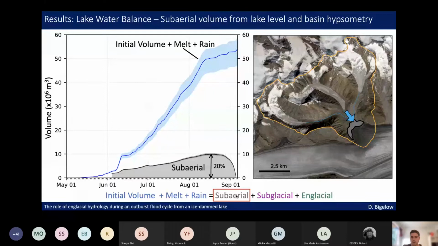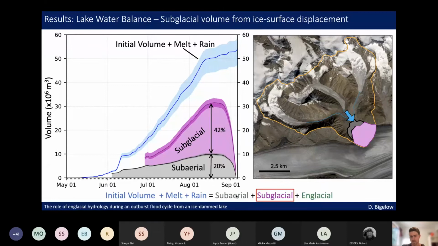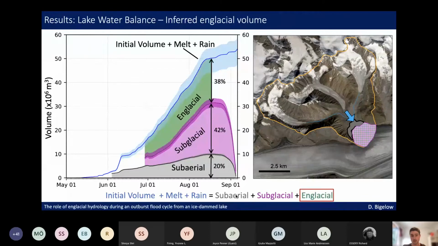So the next thing we wanted to do then, of course, was to look at the subglacial system. So we could take those measurements of displacement of the ice shelf and difference them from the initial ice position to estimate the volume underneath the glacier. Using these data, we estimated about 42% of the water could be stored beneath the glacier. And so this leaves 38% of the lake volume unaccounted for. And so what we're concluding in this study is that there must be a fairly significant fraction of water stored in the englacial system prior to lake drainage.